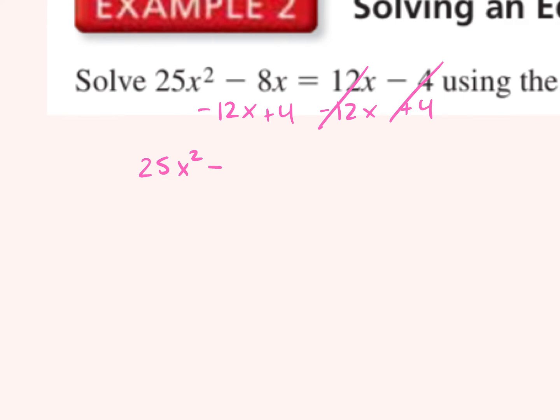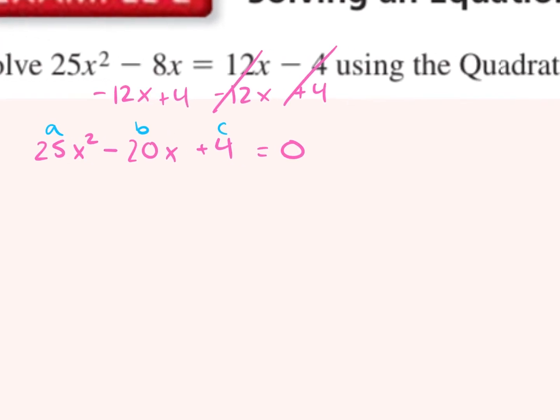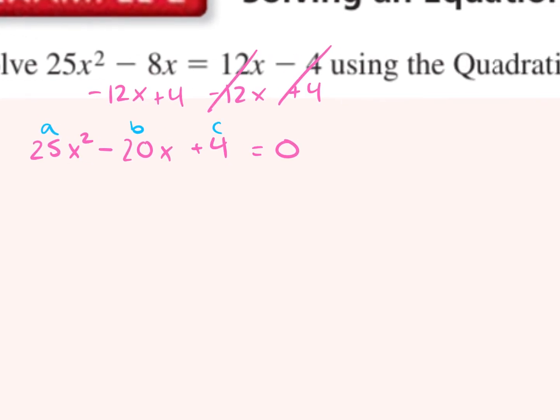Do I have any terms that I can combine? So what's negative 8x minus 12x? Negative 20x plus 4 is equal to 0. So what's my A? What's my B? Negative 20. And what's my C? 4. So my formula is negative b plus or minus the square root of b squared minus 4ac over 2a. Now we plug everything in.